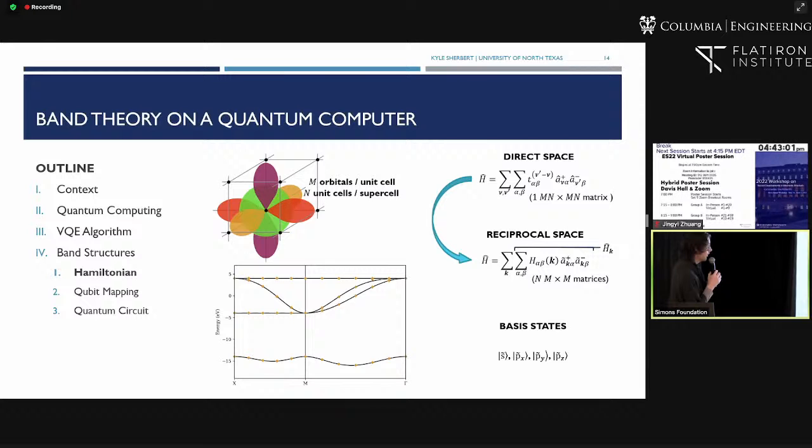So here we're taking as an example this fake material that's a simple cubic lattice, basically hydrogen-like orbitals on each nuclear center. So the s orbital is the sphere and the p orbitals are the lobes. We expand our system in this basis.